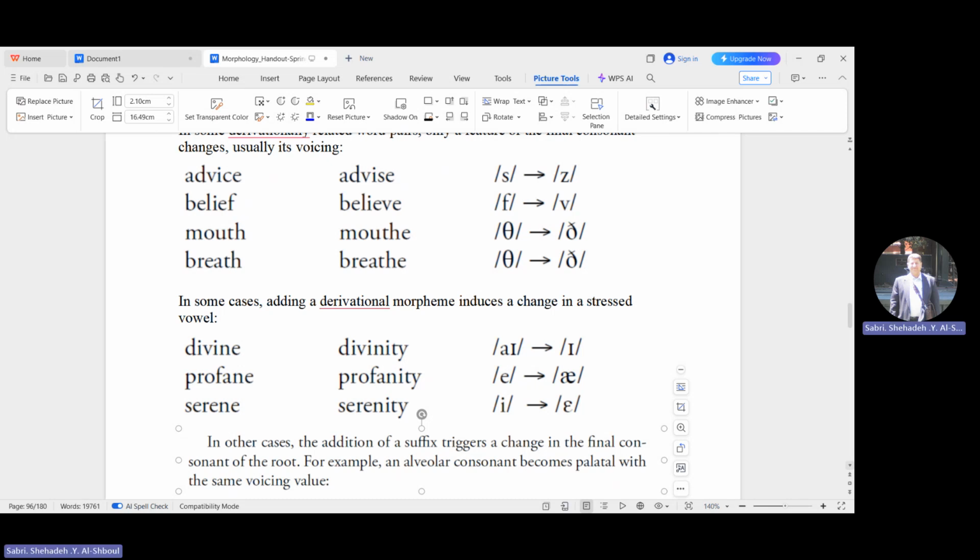Divine, divinity, we find that the stress changes. So we have divine, divinity, the stress level changes. So we have profane, profanity, serene, serenity. So we find that there is a kind of stress location change, and this stress location change leads to a change in the derivational status of the word forms.